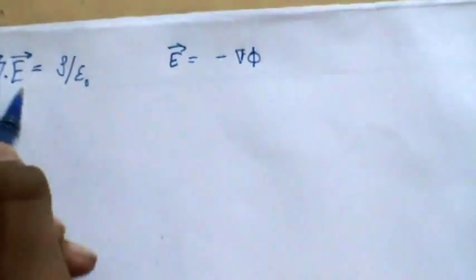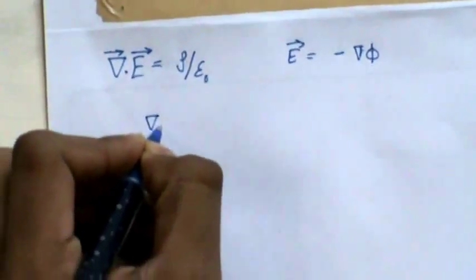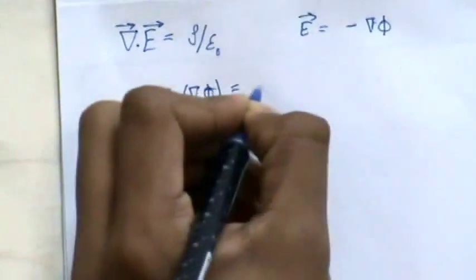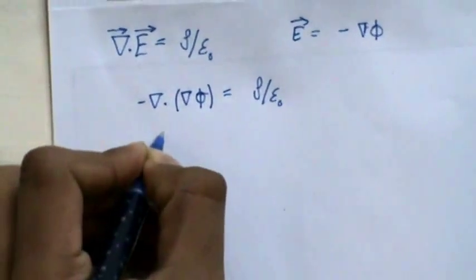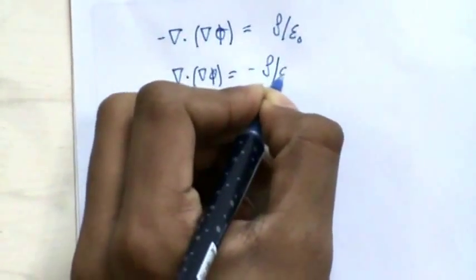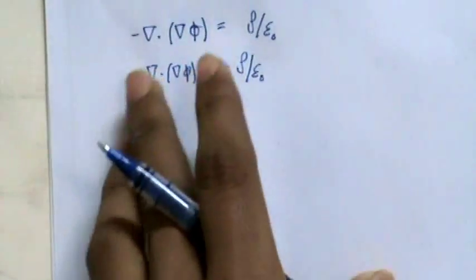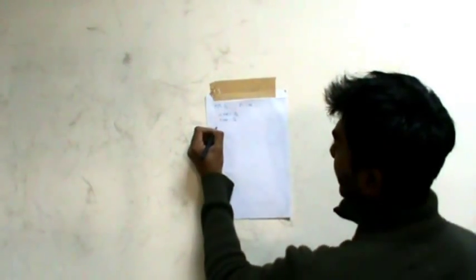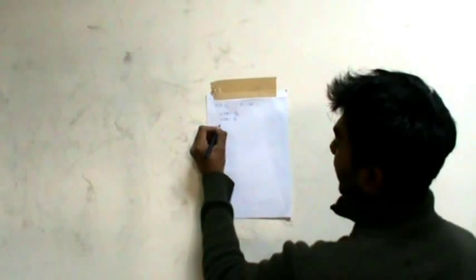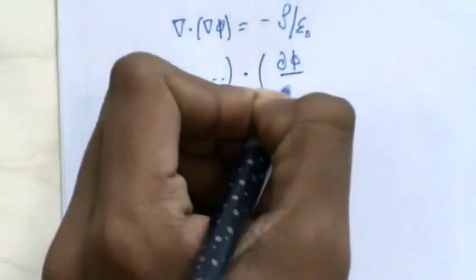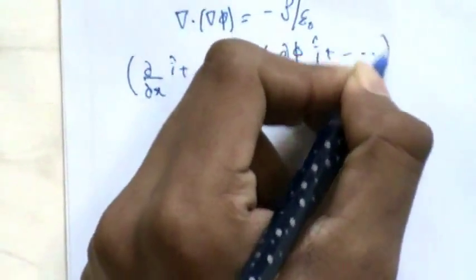Right. So combining these two equations, we get del dot minus del phi is equal to rho by epsilon naught, or del dot del phi equal to minus rho by epsilon naught. This del dot del phi, if you expand it in Cartesian, you will be writing it as del by del x of i cap plus so on, dot del phi by del x i cap plus so on in j and k cap.